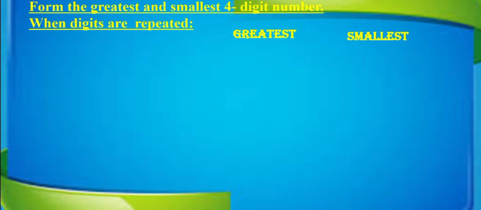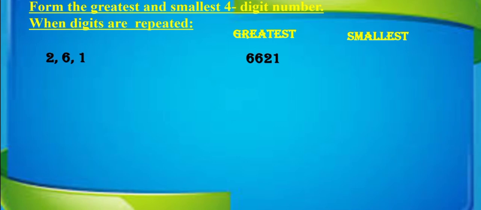So the answer will be 6621. It will become a 4-digit number. We have repeated the digit 6. Is it clear? The biggest number you have to repeat when you are forming the greatest number. So the answer is 6621. Is it clear? In the same manner, when we are forming the smallest 4-digit number, you have to arrange in the ascending order only.